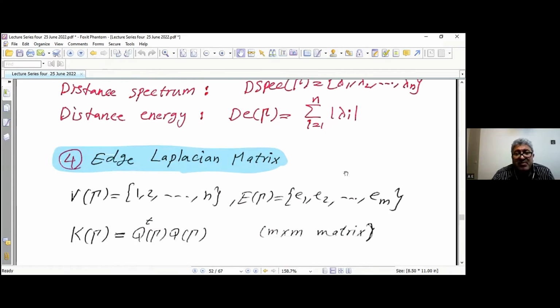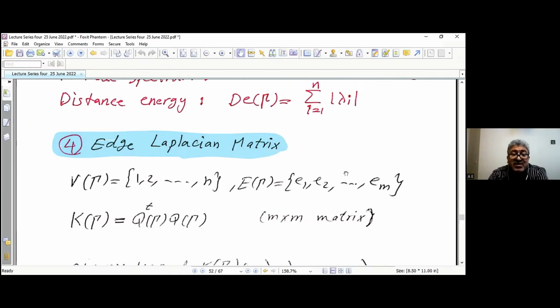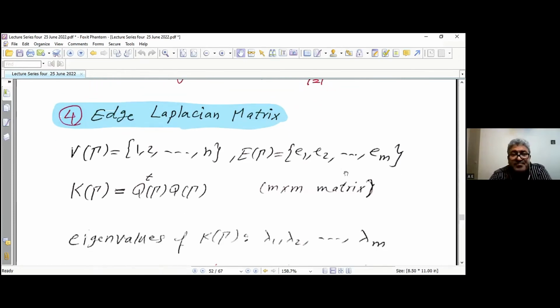Now for the H Laplacian matrix, which I defined here, it is an M times M matrix, right? We may compute it by the direct way, or we can compute it by using the incidence matrix. That's the transpose of the incidence matrix times the incidence matrix. So we have an M times M matrix.